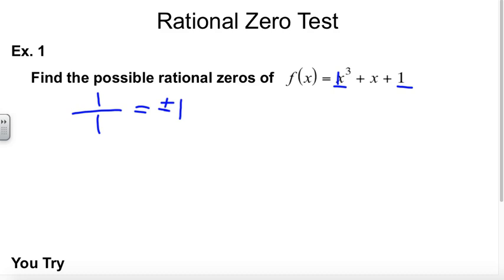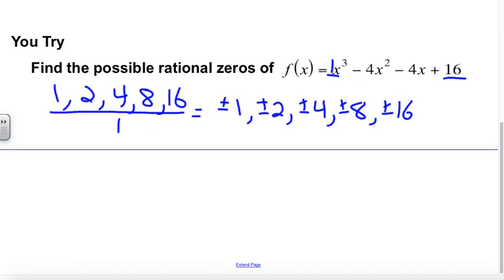All right. Now you go ahead, pause the video, and try to figure out all the possibilities for the function at the bottom of this slide. All right, so your constant term is 16. The factors of 16 are 1, 2, 4, 8, and 16. And then the factors of your lead coefficient are just 1 again. It's the only one you got. So you put 1, 2, 4, 8, and 16 all over 1. Of course, when you divide them all by 1, it gives you those same numbers again. But also, you got to remember the possible zeros are positive and negative. So your possible rational zeros are positive and negative 1, positive, negative 2, positive, negative 4, positive, negative 8, and positive, negative 16. So we have 10 possibilities right here for our rational zeros.